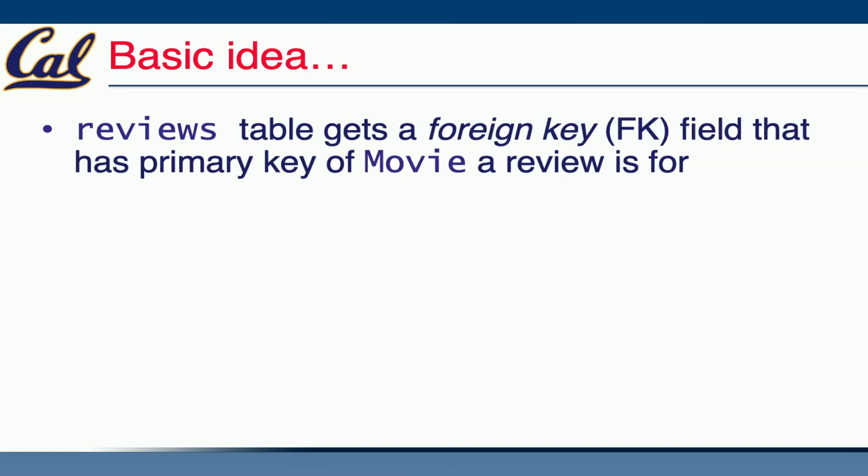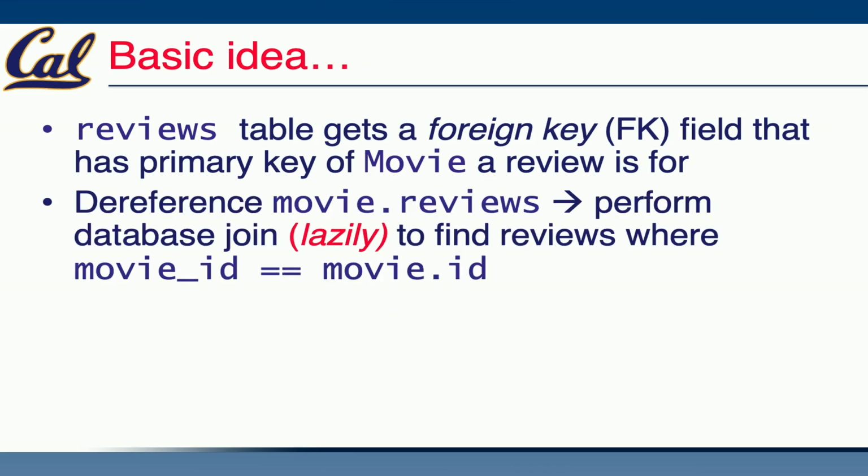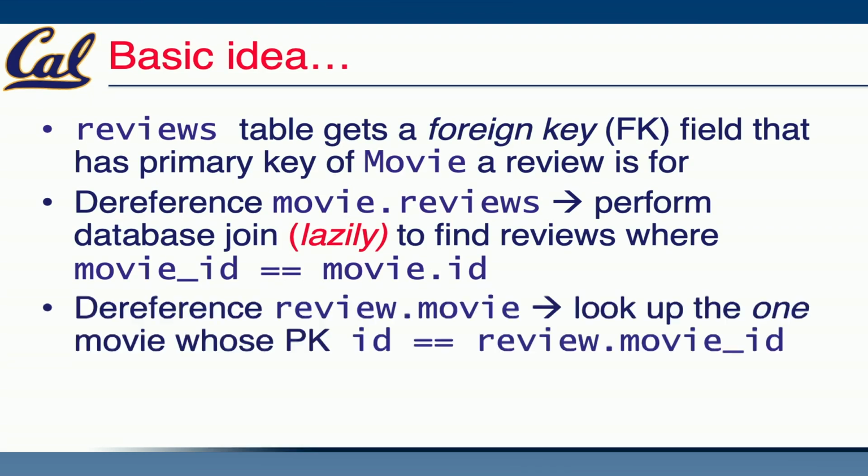So what's the basic idea here? Reviews has a foreign key, which points at the primary key for a movie. When we make foreign keys, we always want to point them at some stable source, which is why we commonly use movie.id or movie_id, depending on the circumstance. And this allows us to go from both a movie to its reviews and a review to its movie. When we look at movie.reviews, we're going to join lazily in the database on reviews where the movie_id of a review matches our current movie's ID.